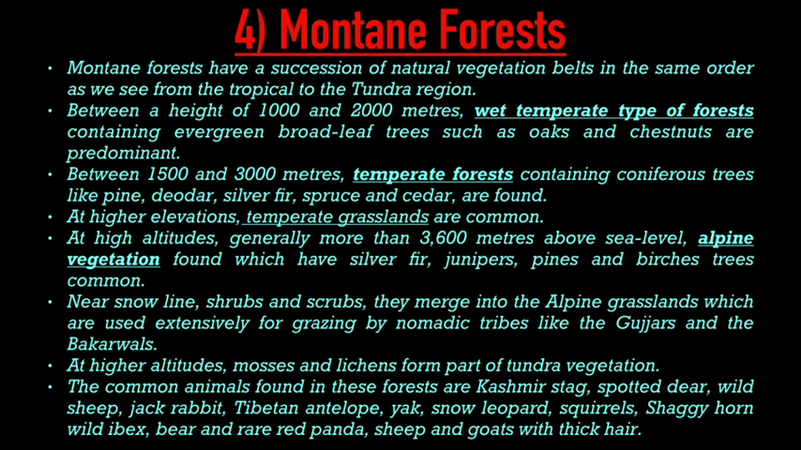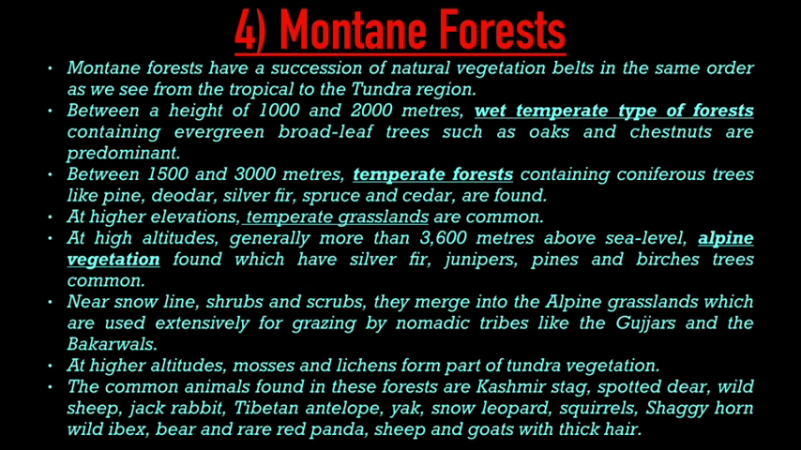The fourth type of vegetation is mountain forest, that means forest of the mountain. Mountain forests have a succession of natural vegetation belts in the same order as we see from tropical to tundra region. Between a height of 1000 to 2000 meters, the wet temperate type of forest containing evergreen broadleaf trees such as oaks and chestnuts is predominant.